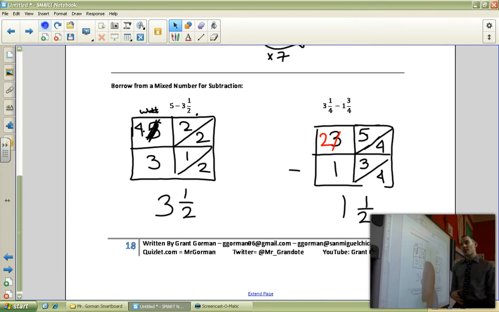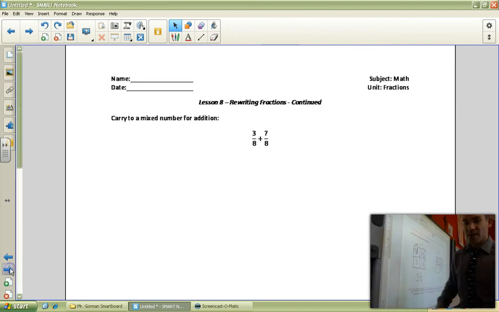That's how you're going to borrow. So we're just rewriting. We're taking the wholes and splitting them up into the parts and writing them over there with the fraction part. So what you end up with is a mixed number with an improper fraction. Okay? Let's go to our next page.